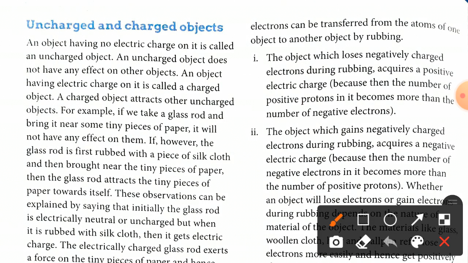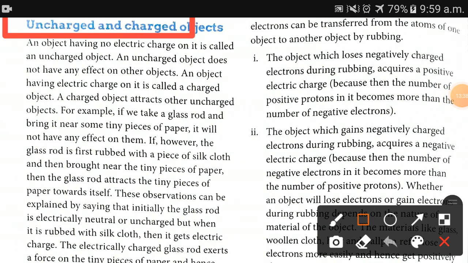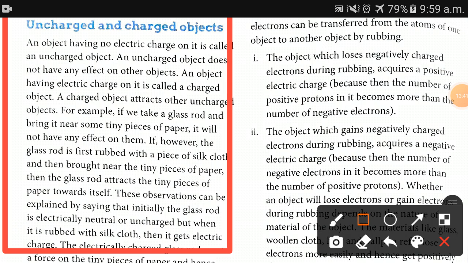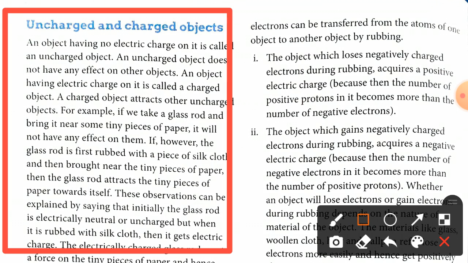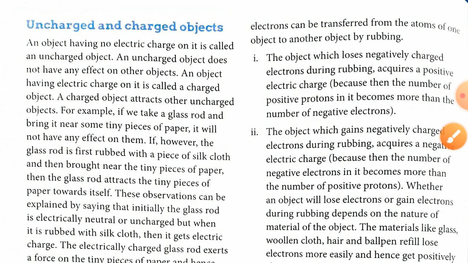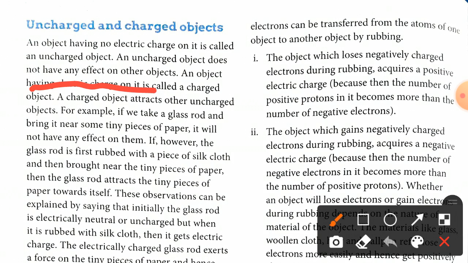Now we will talk about what are uncharged and charged objects. You can see here, this is the thing we are going to discuss. An object having no electric charge is said to be an uncharged object. A body which does not have any charge over it is known as uncharged. An uncharged object does not have any effect on other objects. A body which has electric charge is called a charged object. A charged object has the property of attracting other uncharged objects.